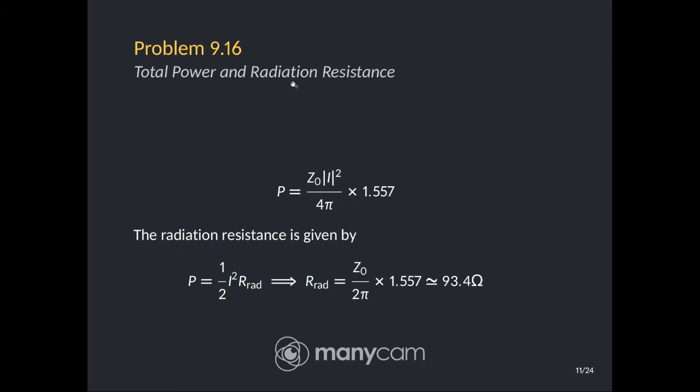And the total power is given by these expressions after we put in our numerical values. And the radiation resistance is given by the formula P equals 1/2 times I squared times R radiation. So the radiation resistance is equal to Z naught divided by 2 pi times 1.557, which is about 93.4 ohms.